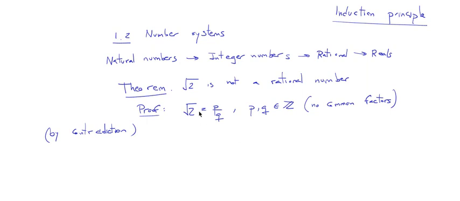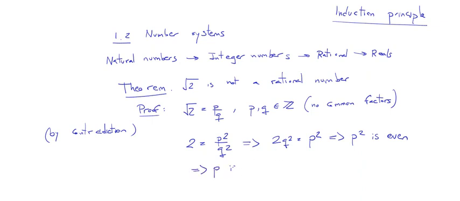Now let's square both sides. So this is 2, and this is p squared over q squared. Now we can multiply both sides by q squared: 2 times q squared is equal to p squared. Now this implies that p squared is even, right? Because it's 2 times a number. But this implies that p is even, because the square of an odd number is an odd number. So p is even, which means we can write p as 2 times k, for instance.